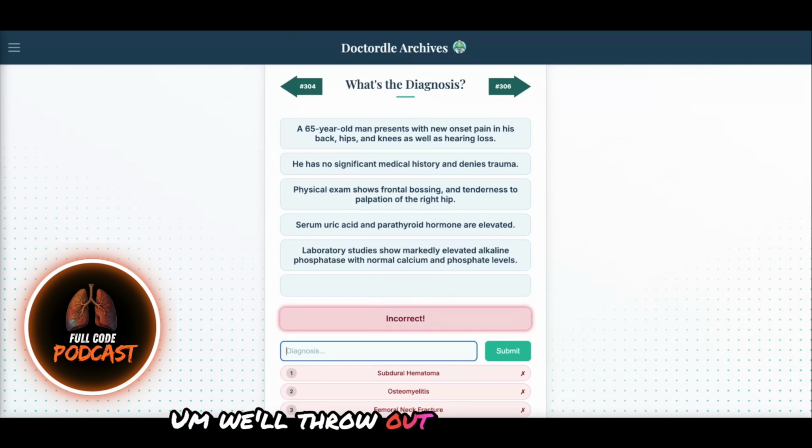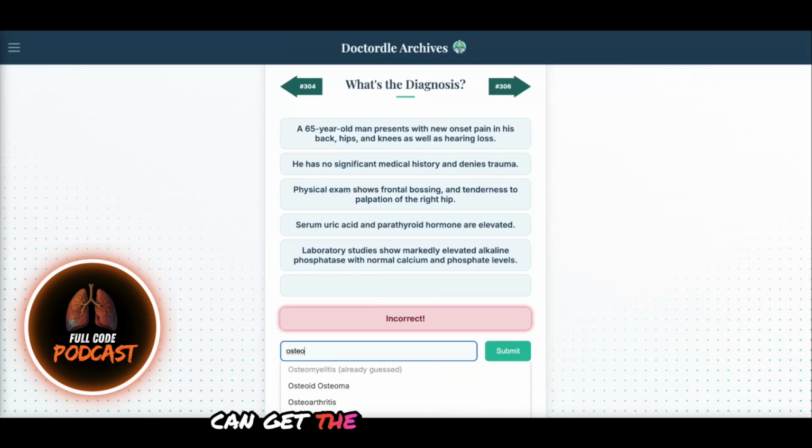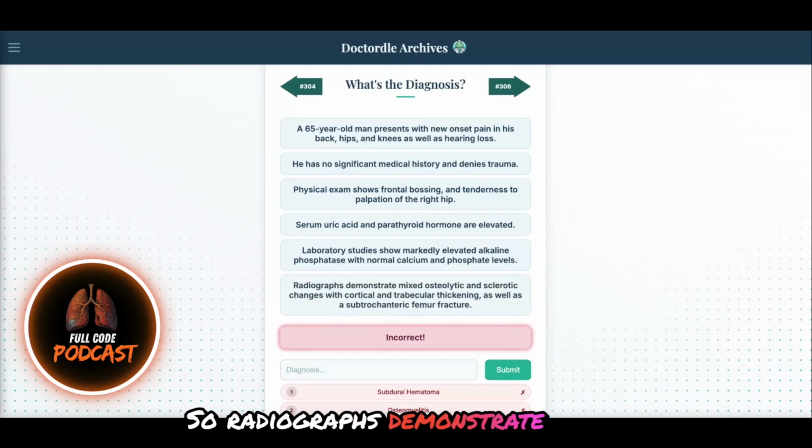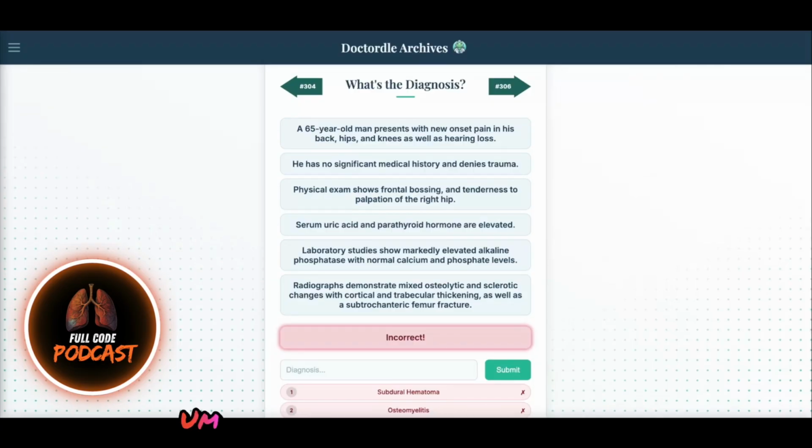We'll throw out one more so we can get the, let's see, I already guessed it. Let's throw out osteoarthritis, get the last clue. So, radiographs demonstrate mixed osteolytic and sclerotic changes with cortical and trabecular thickening, as well as a subtrochanteric femur fracture. So it sounds like we have a pathologic fracture or pseudopathologic fracture.